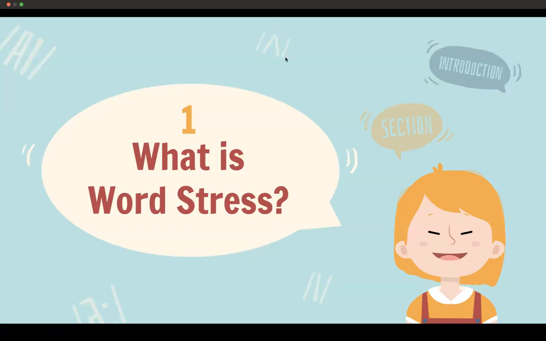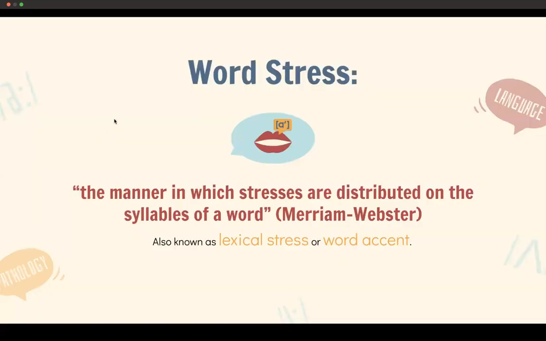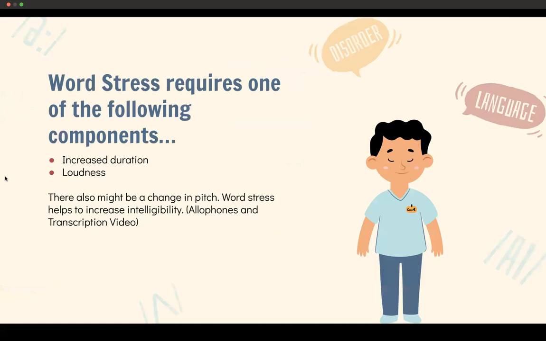First off, what is word stress? Word stress can be defined as the manner in which stresses are distributed on the syllables of a word, according to Merriam-Webster. Word stress can also be known as lexical stress or word accent. Word stress requires one of the following components, either an increased duration on a syllable or an increased loudness on a syllable. There also may be a change in pitch on a stressed syllable. The goal of word stress is to help increase intelligibility. This information comes from the allophones and transcription video in the CSD 232 D2L.